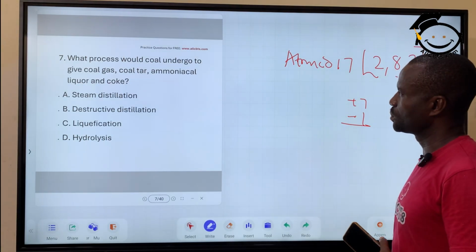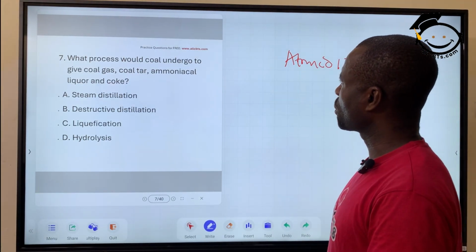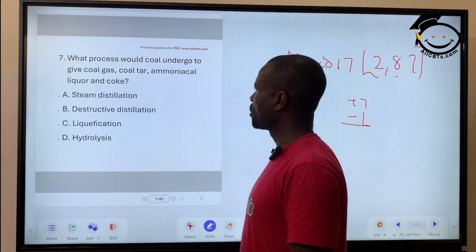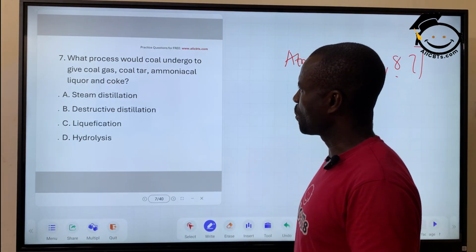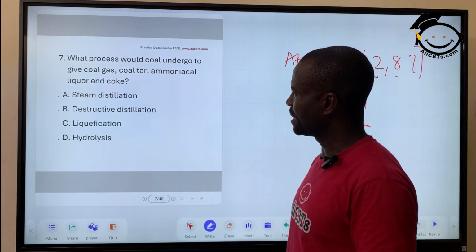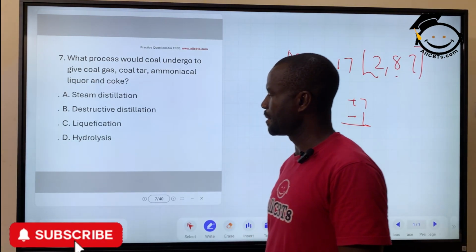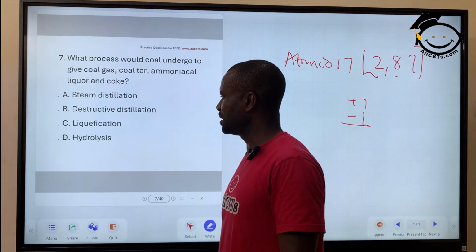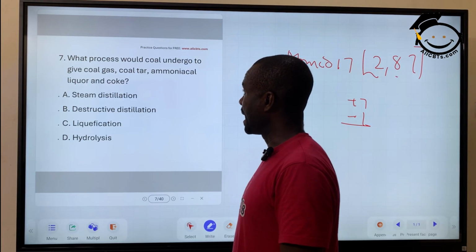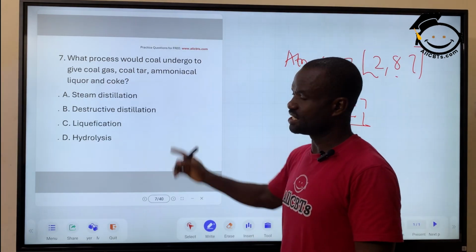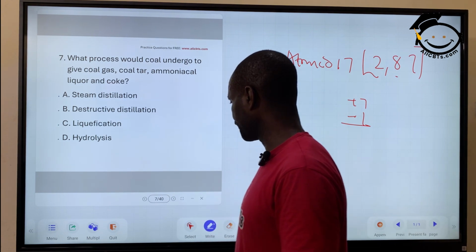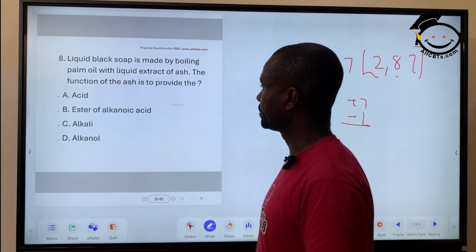Question 7. What process will coal undergo to give coal gas, coal tar, ammoniacal liquor, and coke? The process is called A, steam distillation, B, destructive distillation, C, liquefaction, and D, hydrolysis. The correct answer is destructive distillation of coal. B, correct answer. Number 8.